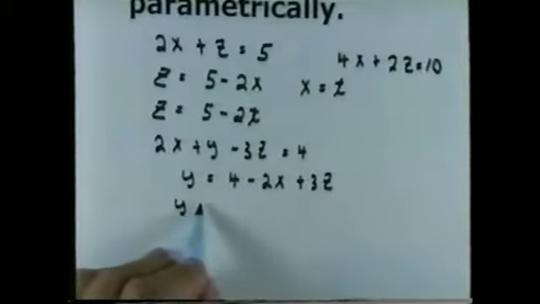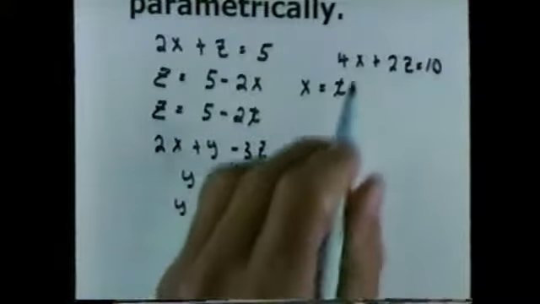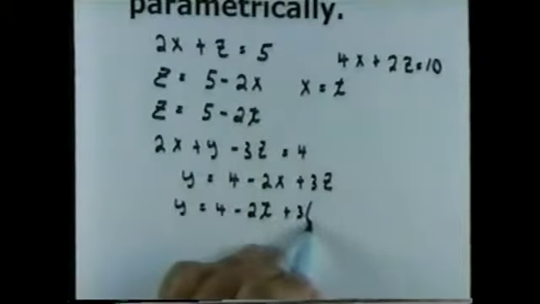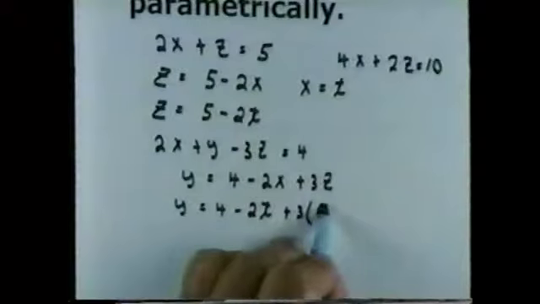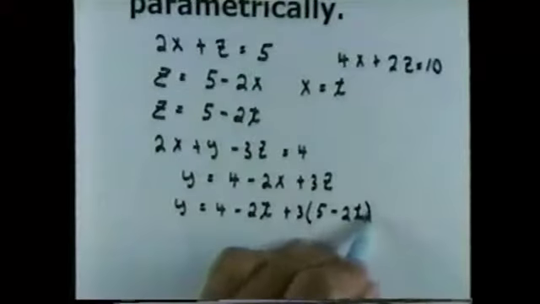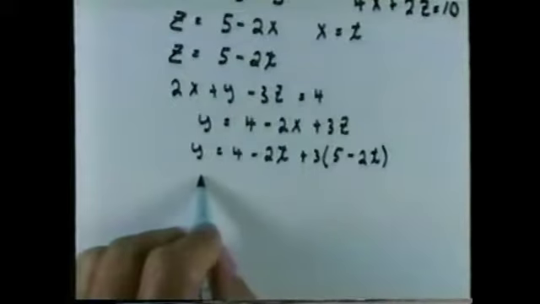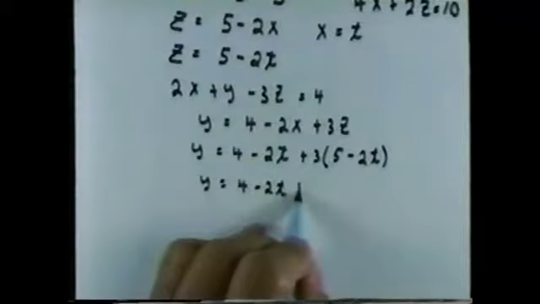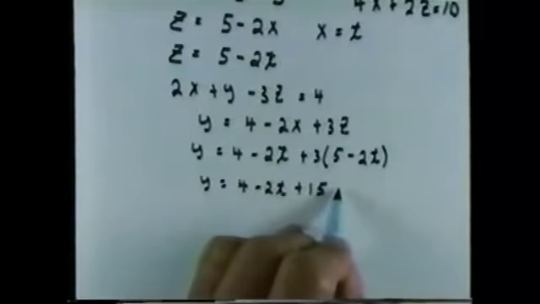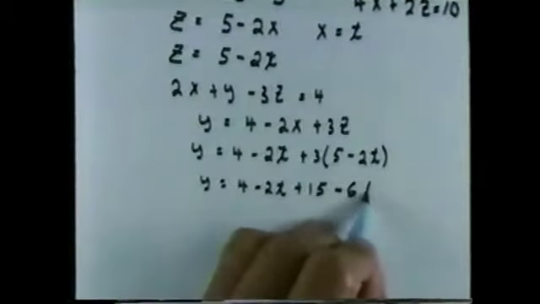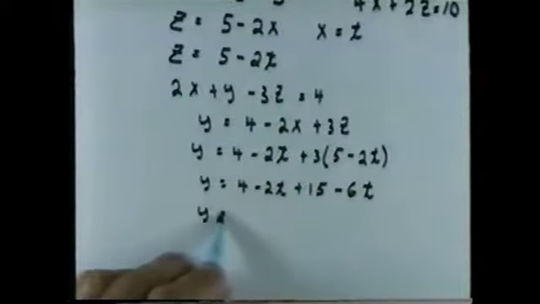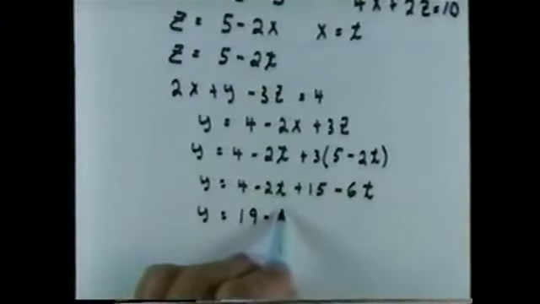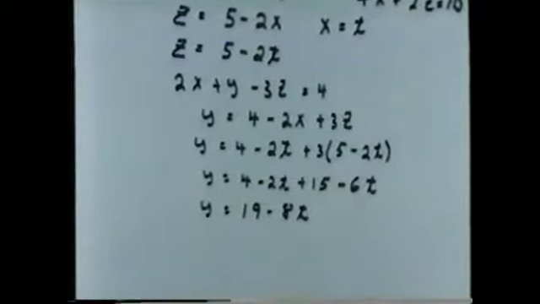Or I'll have that y is equal to 4 minus, x is t, so that's going to be 2t, plus 3 times z, which is 5 minus 2t. So I have y is equal to 4 minus 2t plus 15 minus 6t, or I have y is 19 minus 8t.